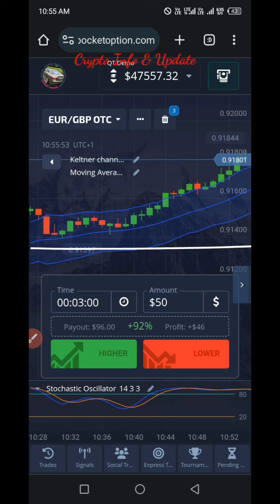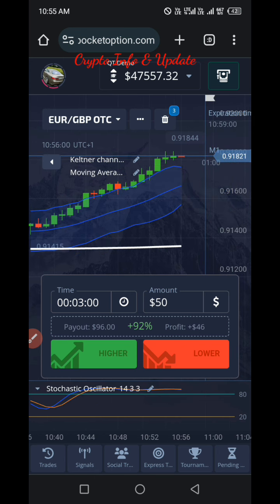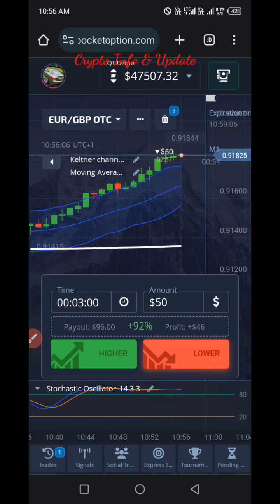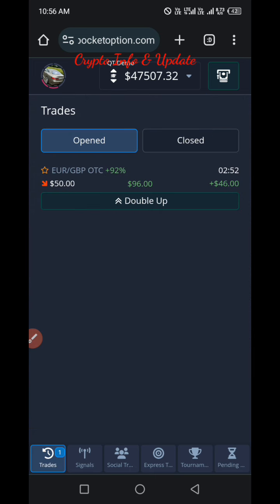Let me open a fresh trade. I want a case where I will be losing the trade. So let me intentionally lose this trade. Let me go lower and click on the trades tab at the bottom left hand side. Okay, so I want to lose this trade. So let's wait for the rollover button to show up. I want it to be a losing trade.